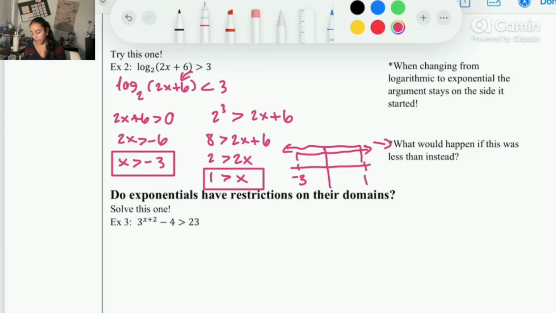It would actually look like negative 3 is less than x, which is less than 1. Because now the only values that can work are any x values in this range right here, because that's where they intersect. And if you want to write it instead of an inequality, it would be -3 to 1. That's your interval form.